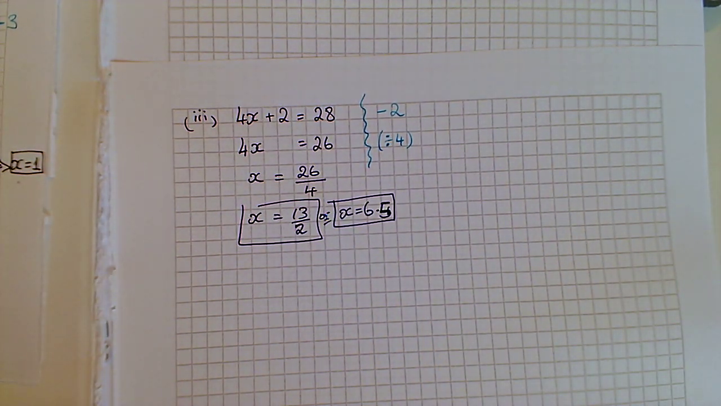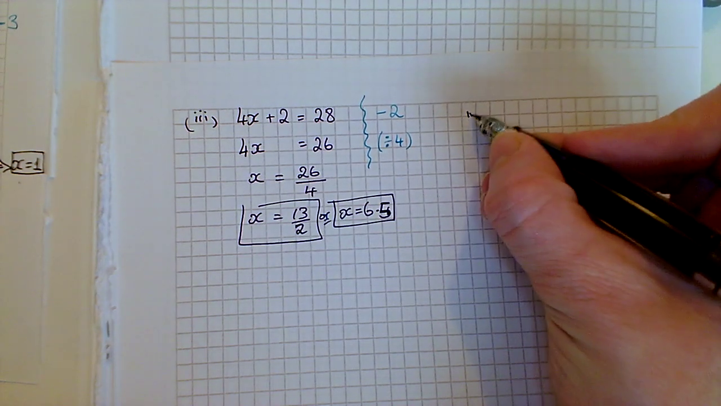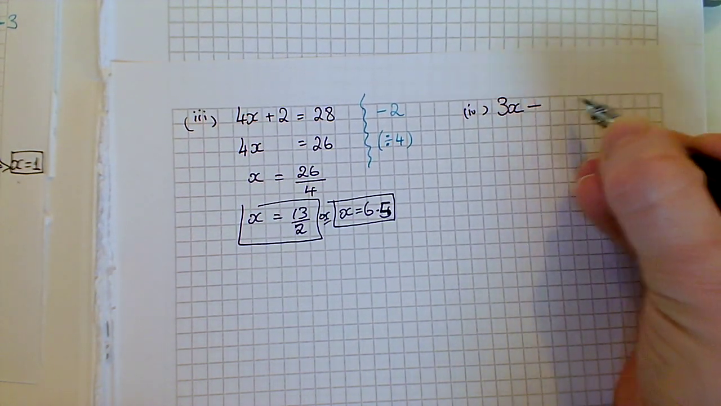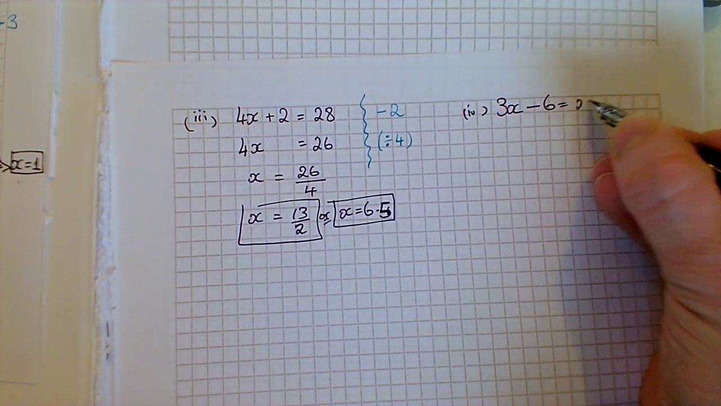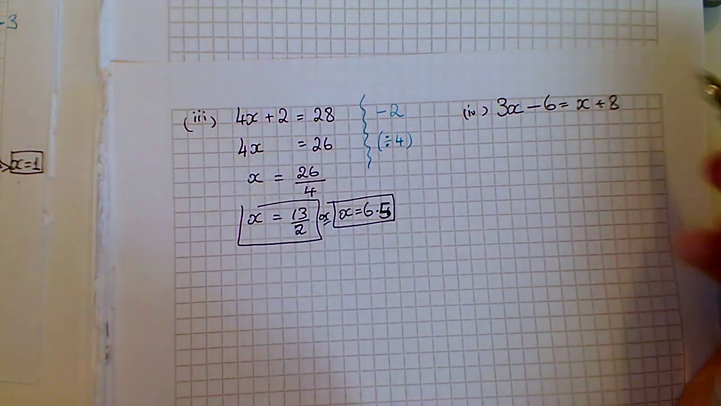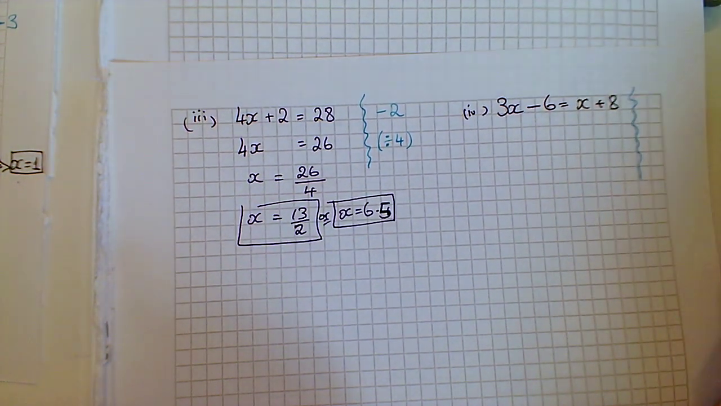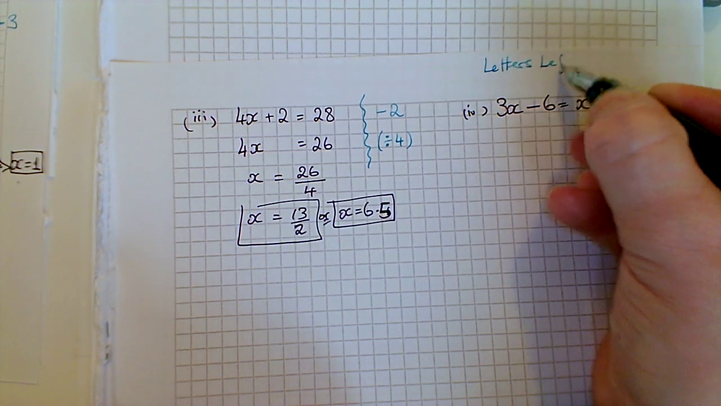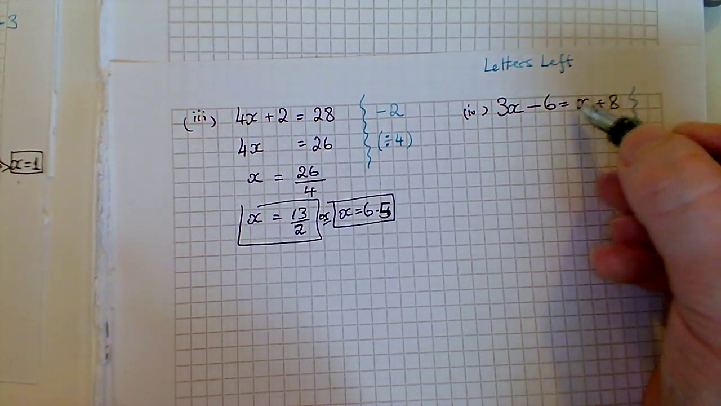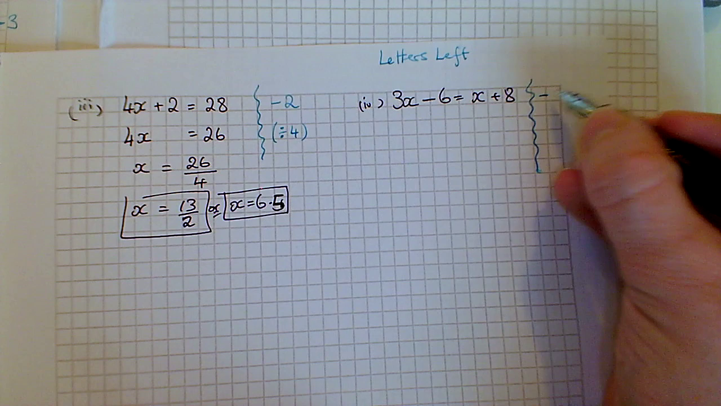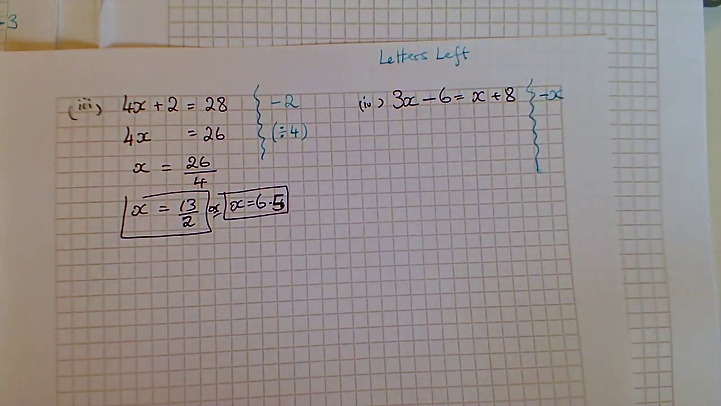Either way of writing it is correct. Part 4, we had 3x minus 6 is equal to x plus 8. So again, what I want is all my letters on the left. So I'm going to undo the x that's added to this side by subtracting x from both sides.